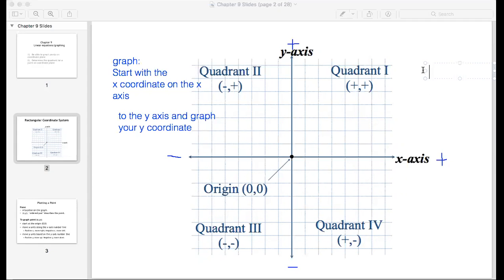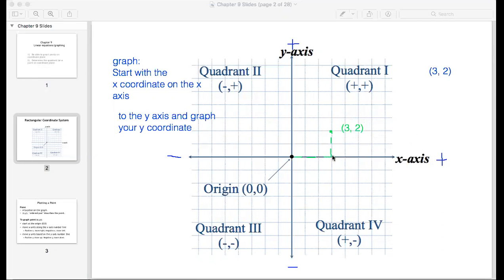So if I gave you the point of 3, 2, we are going to start on the x-axis, and we are going to go over here, 3 units on the x-axis, which is right here. And then we are going to go up 2 units to right here. And then we would label this point of 3, 2.